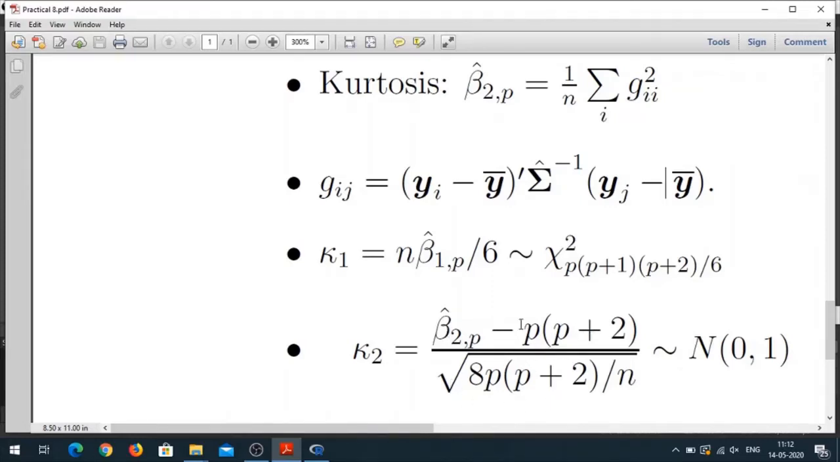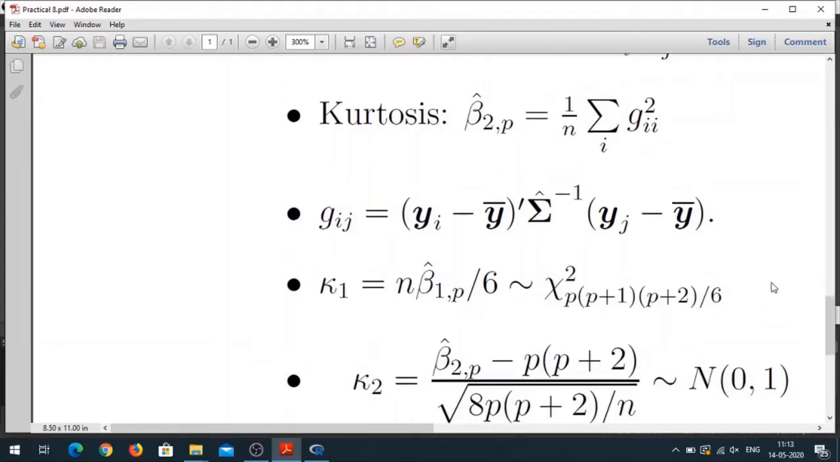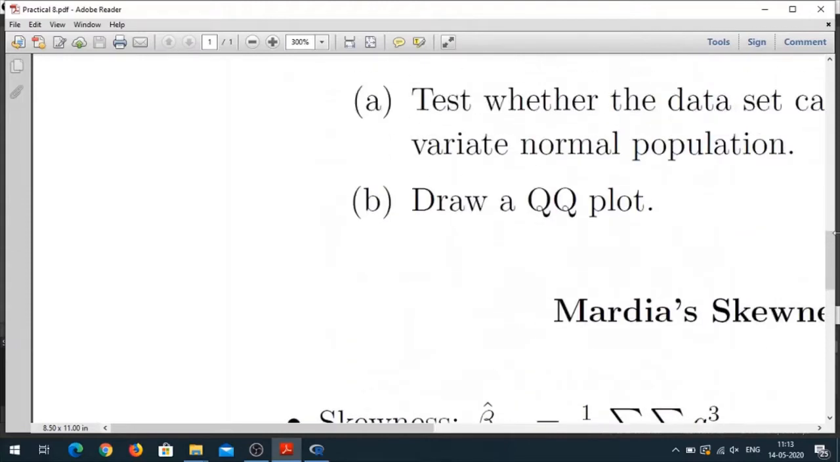So once I have beta 2, I will compute this test statistic and compare it with normal cutoff points. For example, if I want 5%, this is a two-sided test, so I will compare it with 1.96. If I want a 10% level of significance, I will compare it with 1.645 and so on. And then we will conclude whether the distribution of the given data is normal or not.